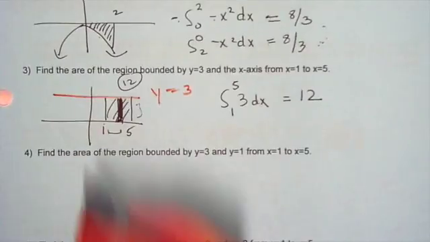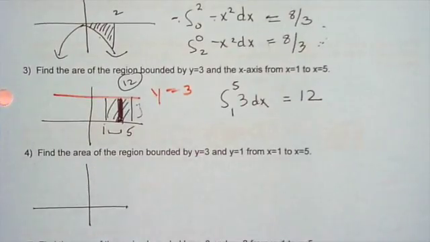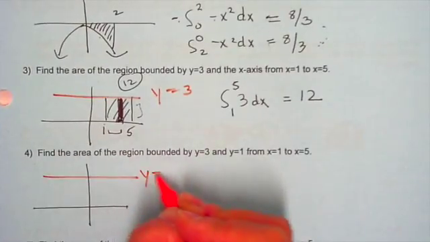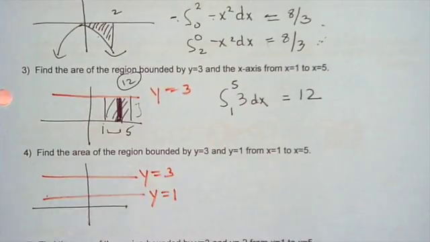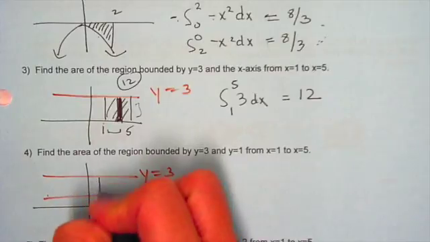Okay, let's get the next one. y equals 3 is one graph. And then I'm also looking at the graph between y equals 3 and y equals 1. So this time I'm looking at this region.